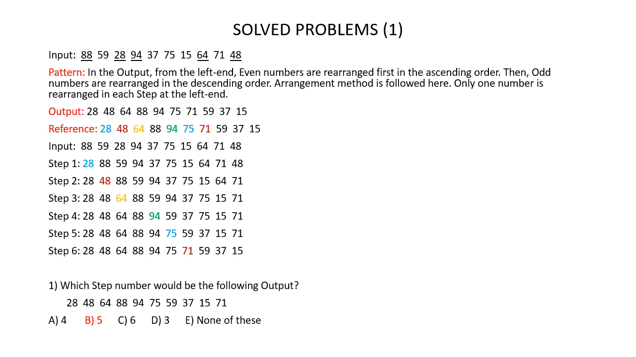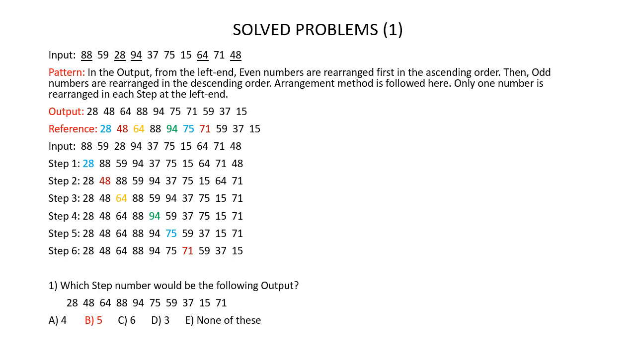Now when you look at this input of numbers, you will see that 88, 28, 94, 64 and 48 are even numbers. So these even numbers have to be arranged first in the ascending order from the left end in the output. So the ascending order of these even numbers will be 28, 48, 64, 88 and 94.